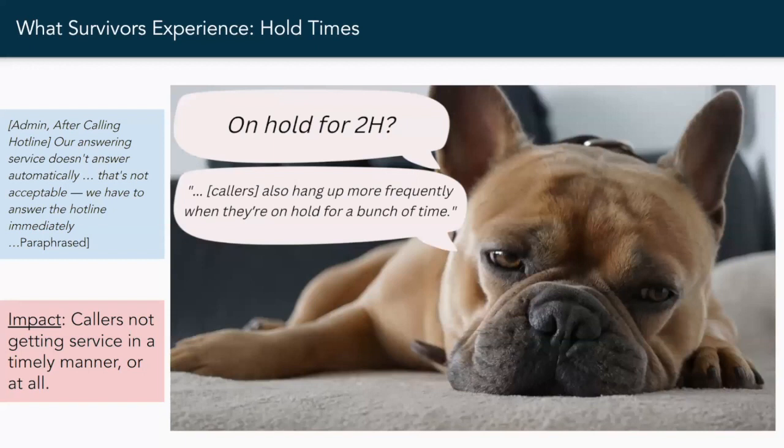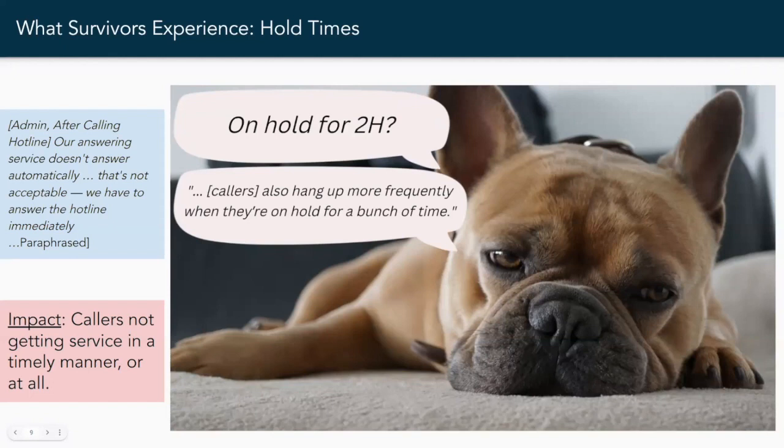One agency pointed out that callers hang up more frequently when they're on hold for a long time. And I think that's something that's pretty understandable of many of us. When you're on hold for a very long time, you might ultimately give up. But the problem is that that means that there's a survivor who's not getting the service that they reached out for when that happens.